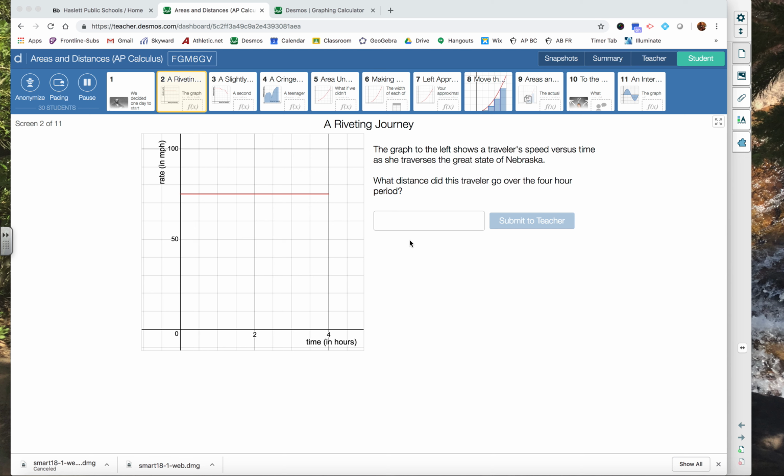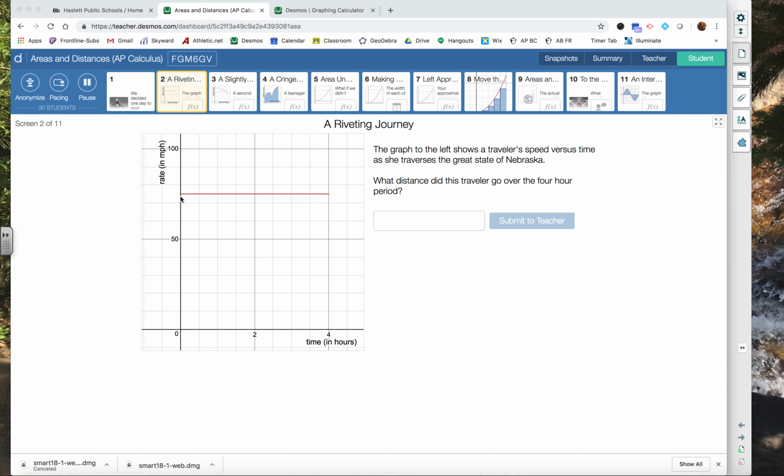idea. We have here a graph that has the rate on one axis and the time. So this is showing a traveler going through the great state of Nebraska, where clearly you would not change your speed the entire time. There's nothing there to slow you down. There's nothing there to speed you up. So if this person is traveling for 4 hours and they are going at what appears to be 75 miles per hour, you could just take 75 times 4, and that would tell you that the total distance is 300.